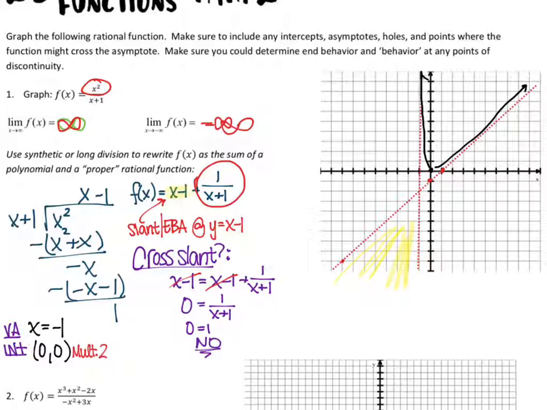Now remember, for this bottom zone down here, you can either check a point, or we can think about our multiplicity rules. Our denominator, x plus 1, is a degree 1, so my sign is going to change from the top of this to the bottom. Get rid of all this stuff that I just added in there and draw in that last piece. And that's all we need for this function.